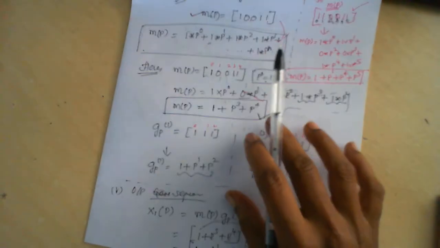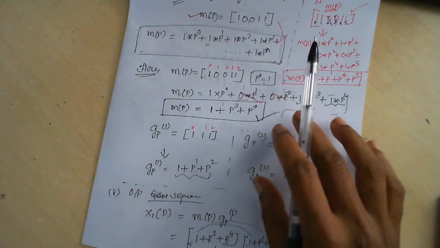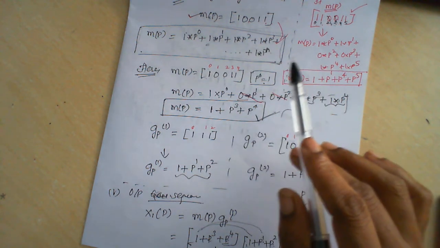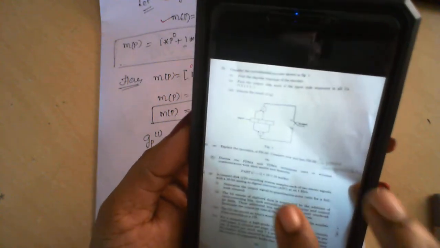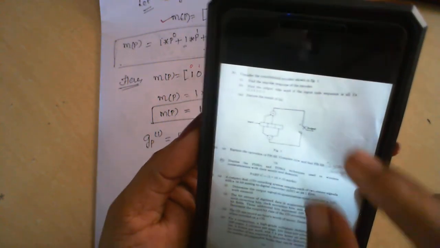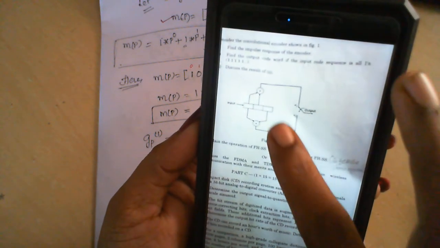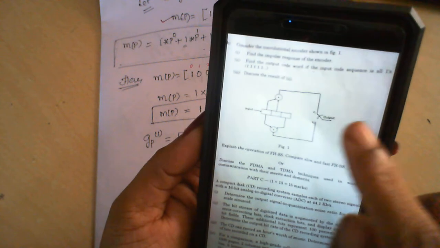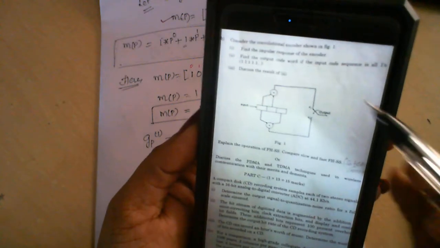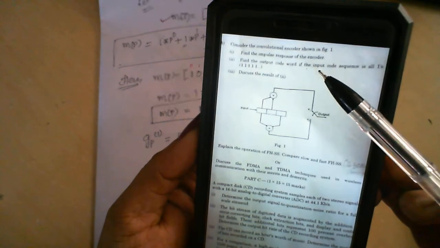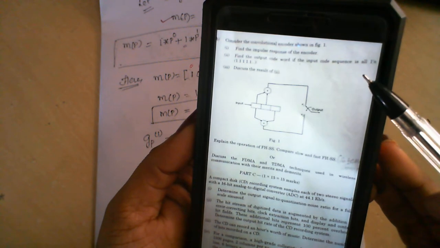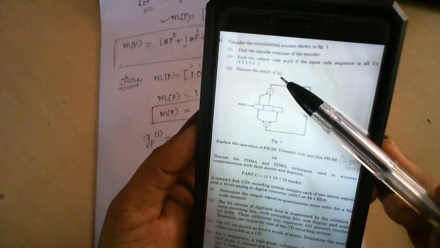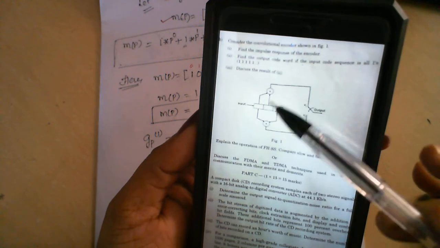And one more thing I want to say here: in an earlier examination for EC 8395, they asked a question like this. Let me show you. This is a problem on the convolution encoder. Consider the convolution encoder shown in the figure below. Find the impulse response of the encoder and find the output code word if the input sequence is all ones, and they have specified the number of ones, and discuss the result. The diagram is specified.